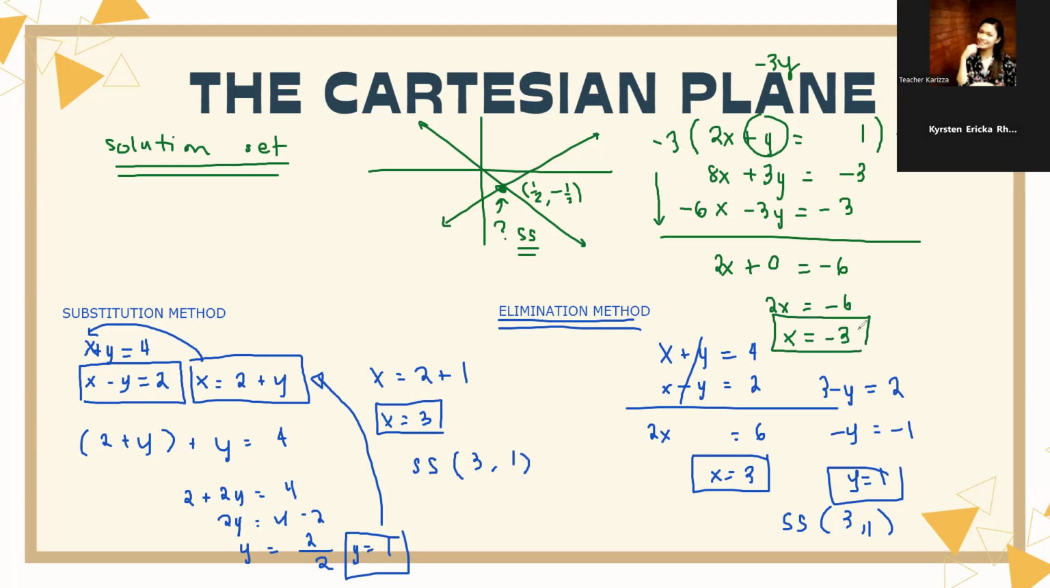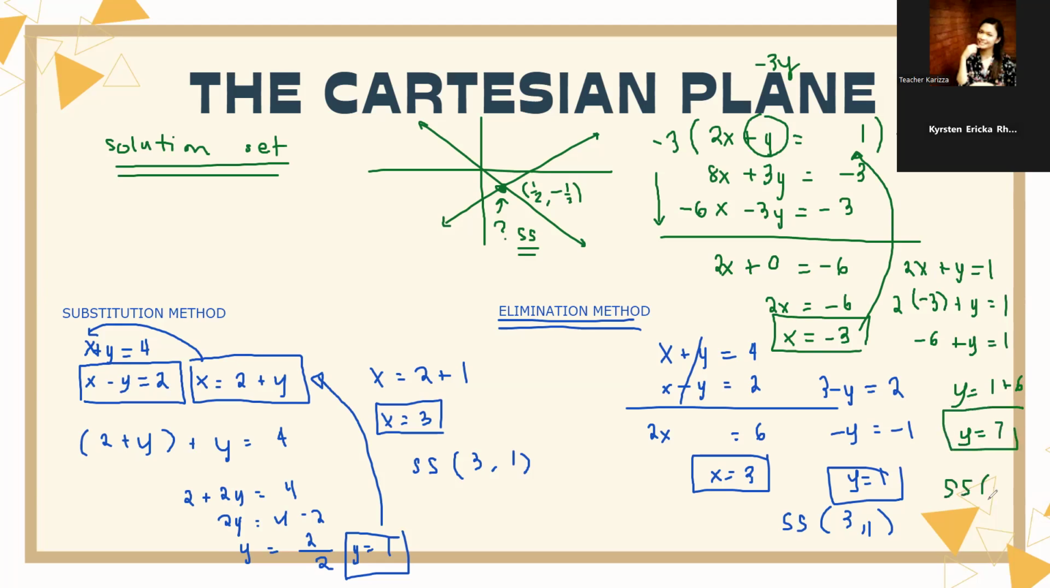Using this one, you just plug it into your original equation. So our original equation is 2x plus y is equal to 1. So if x is negative 3, we have 2 times negative 3 plus y is equal to 1. Negative 6 plus y is equal to 1. Y is equal to 1 plus 6, or 7. So our solution set is negative 3, 7. Kuha?